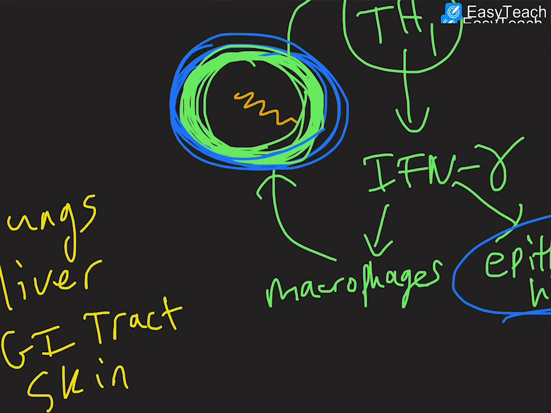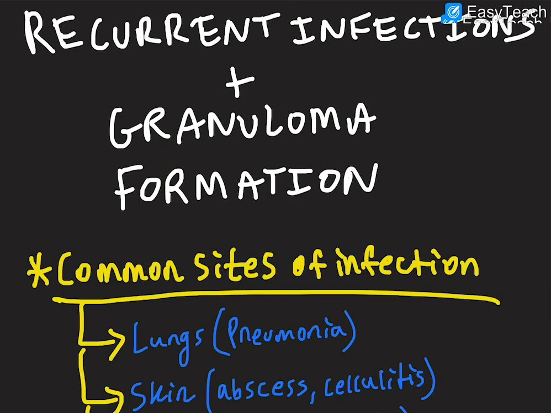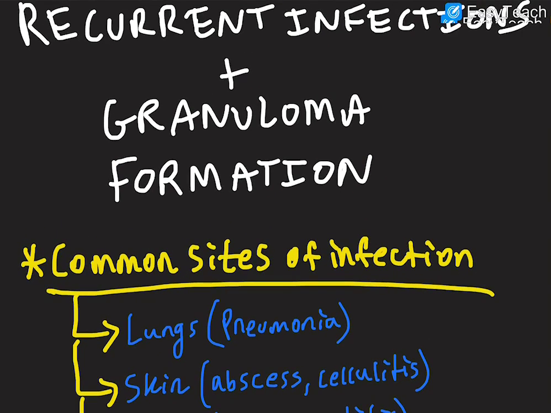All right, so that's basically the main thing to talk about for chronic granulomatous disease. So again, if we review this, we said what would happen? You would get recurrent infections because you can't destroy pathogens properly, because you don't have functioning reactive oxygen species production due to defective NADPH oxidase.